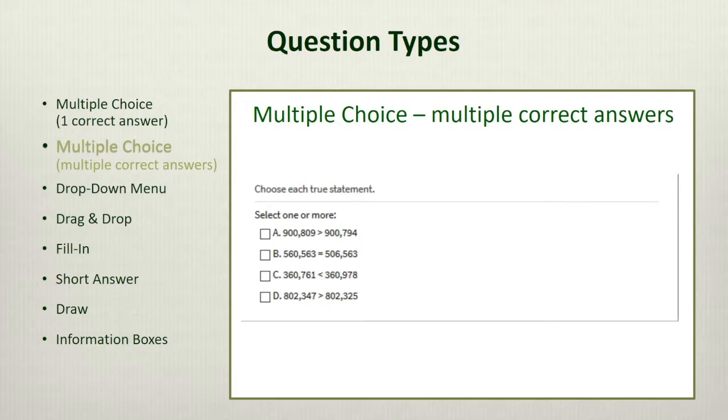Some questions will be multiple choice with more than one correct answer. Students will be prompted to select one or more. The answers will have checkboxes. Students will select or unselect their answers until they're satisfied with their choice. All of the correct answer choices must be chosen for the response to be auto-scored as correct.